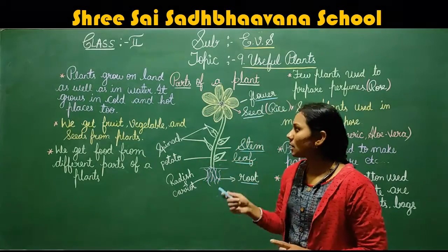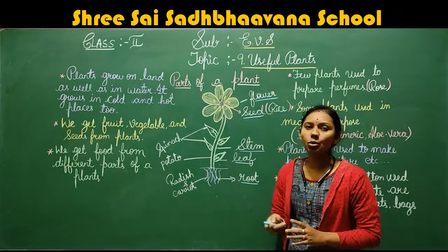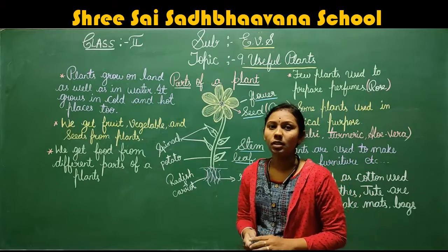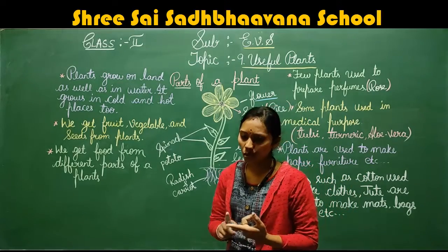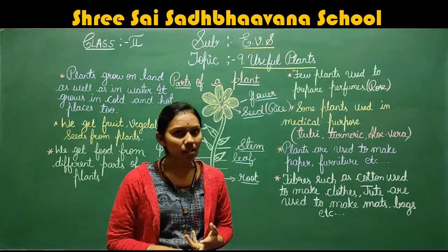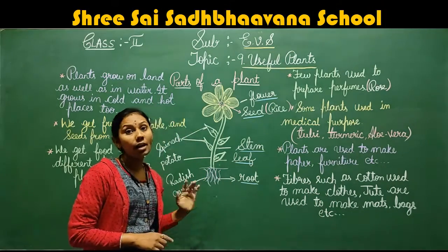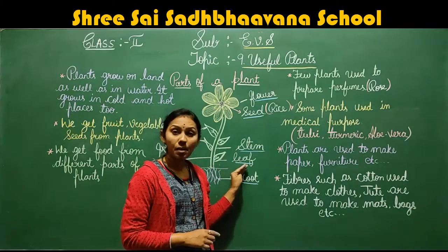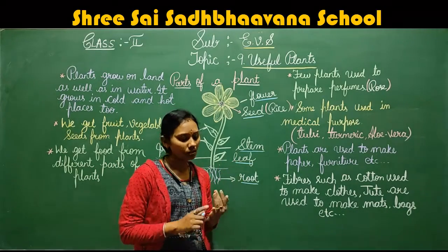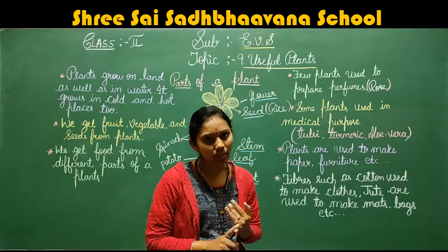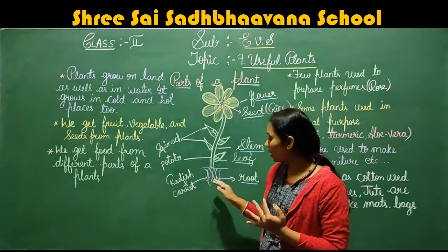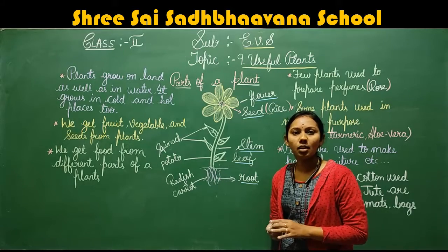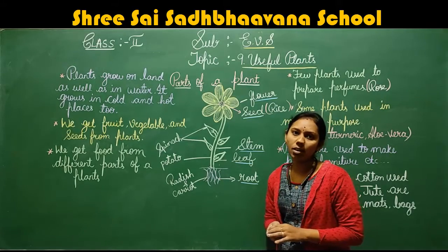Yes, no children? So what do they need to grow then? What do the plants need to grow? Yes, they need water, sunlight, soil and air. The four main things that help the plants to grow are what? Water it requires, soil it requires, sunlight it requires, okay, and the air also it requires.